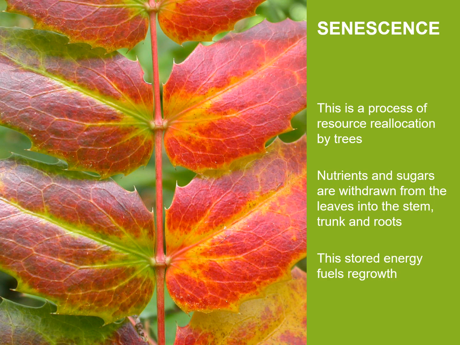So this is essentially a process of resource reallocation by trees and perennial crops. So the nutrients and sugars which are stored within the leaves during the spring and summer months are withdrawn from them back into the stems and the trunk and roots of the plant, and this acts as an energy reserve which the plant and the tree can then draw upon for growing in the following spring. And this happens year on year.